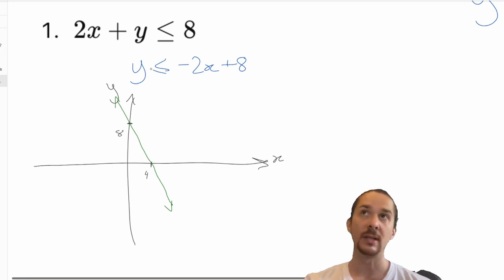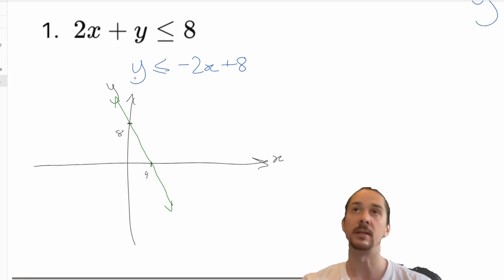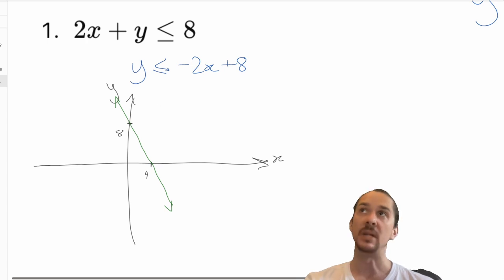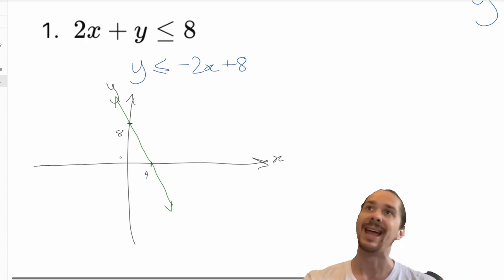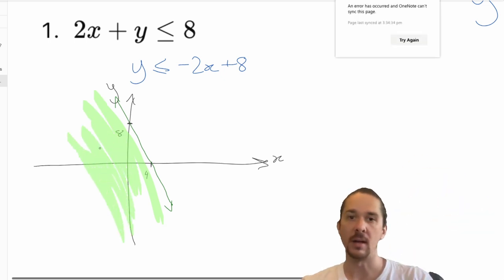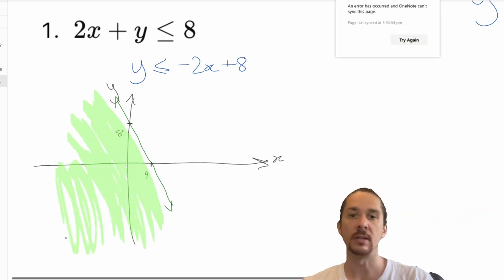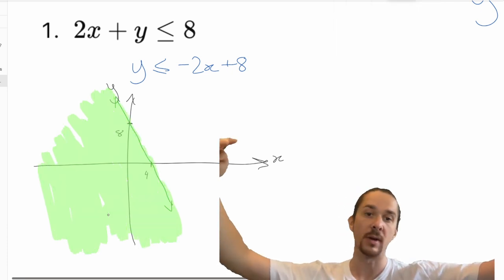If it was strictly less than, and we're going to see this in upcoming examples, we would use a dotted line. Because it is less than or equal to, we're interested in that line and everywhere under that line. So when we show our answer to this type of question, we have the line as a solid line, and then we shade in everywhere on the graph that's below that line.